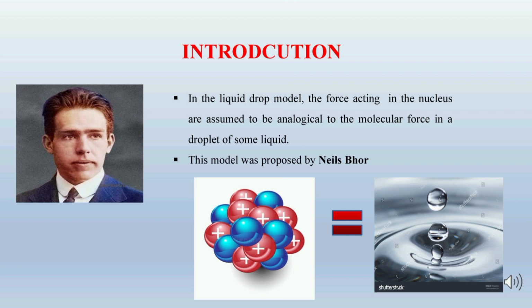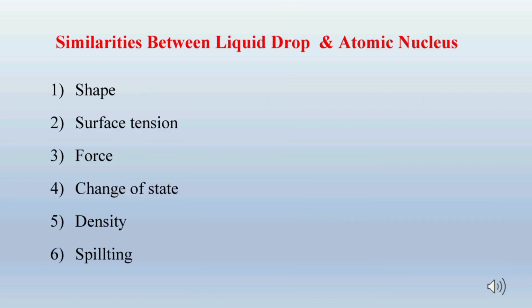In this model, the forces acting in the nucleus are assumed to be analogous to the molecular forces in a droplet of some liquid. This model was proposed by Niels Bohr, and he found some similarities between the atomic nucleus and a liquid drop. The first similarity is about shape. The shape of the nucleus is supposed to be spherical in a stable state, just as a liquid drop is spherical due to symmetrical surface tension forces.